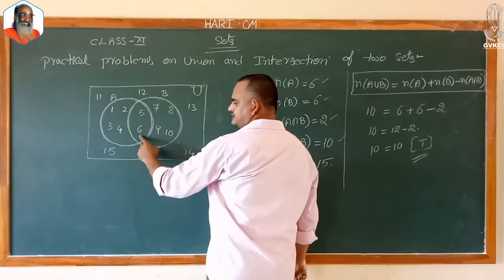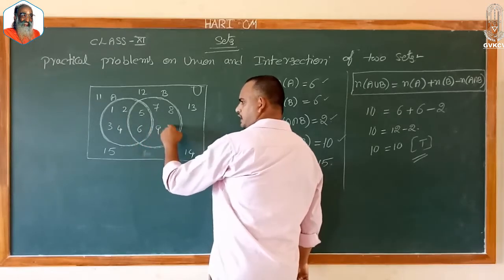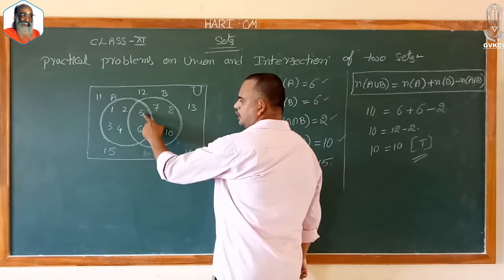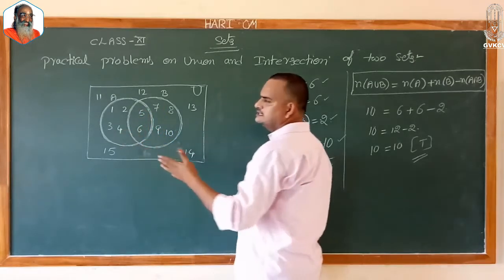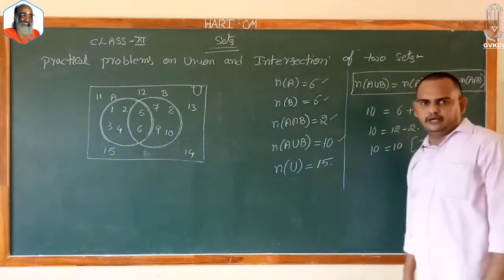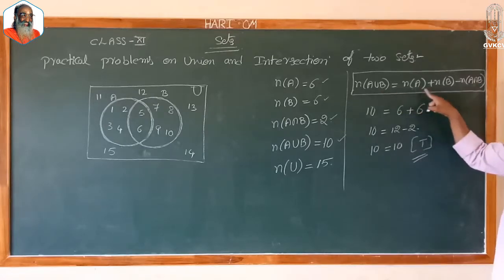The elements 5 and 6 we are considering in set A, and we are also considering elements 5 and 6 in set B. How many times are we considering them? Two times. So to balance it, we need to subtract one time. That is the reason for minus n of A intersection B. So this is the formula you need to remember.